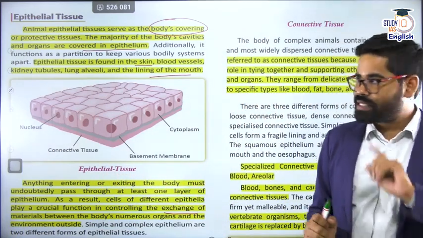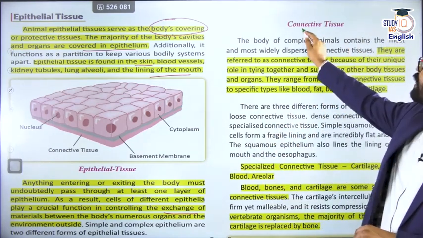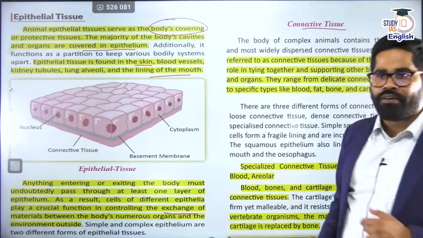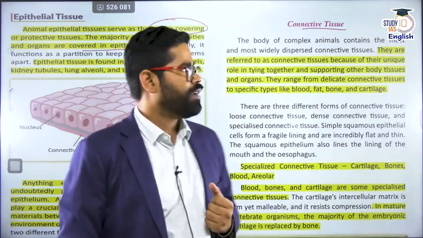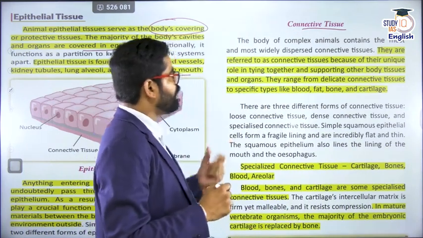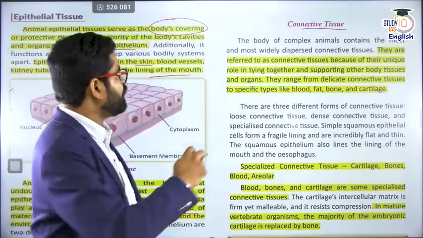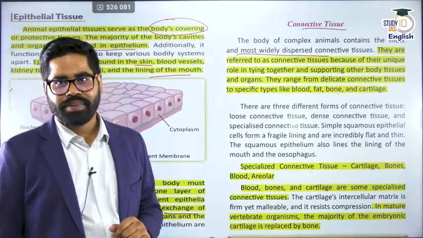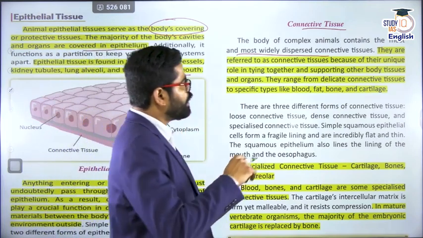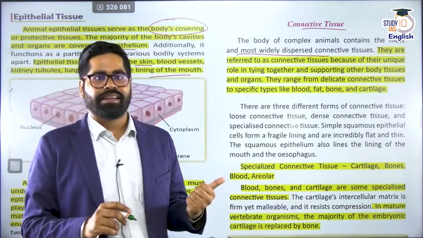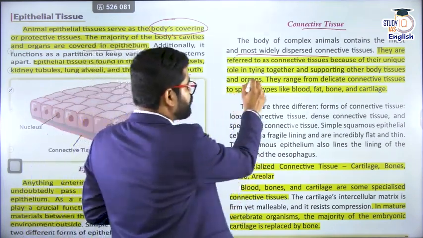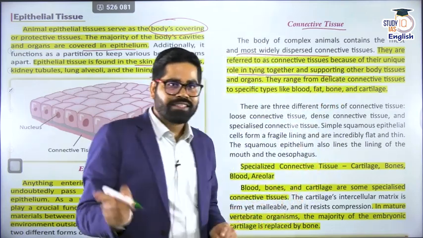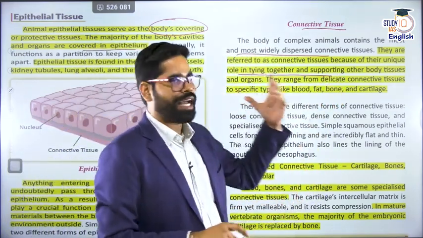The second important tissue is the connective tissue. Now, if we talk about the animal body, they have the most widely dispersed connective tissues. What is the role they are playing? They are playing a very important role of tying together and supporting other body tissues and organs.